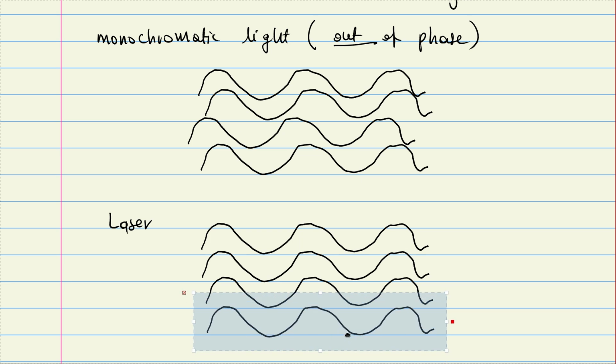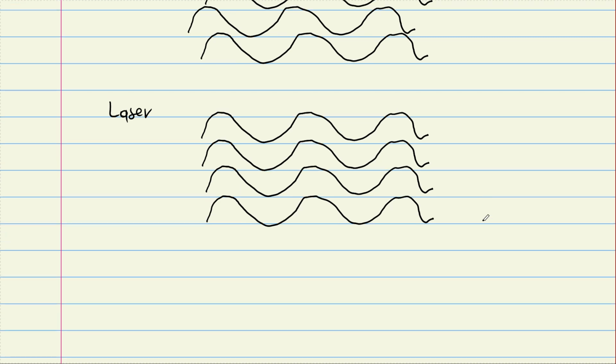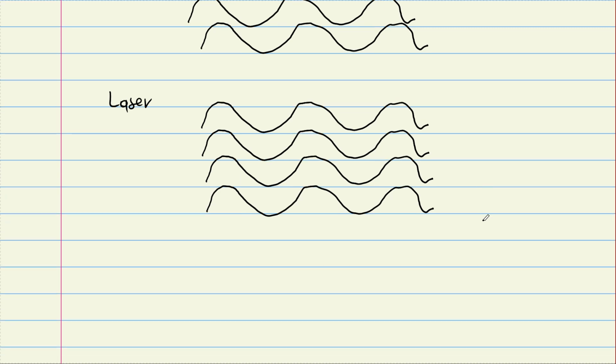So if you want, you have a gigantic macroscopic wave that's all in phase. They are all synchronous with each other. And the question is, how can you produce something like that? For this, we need to think about atomic transitions.